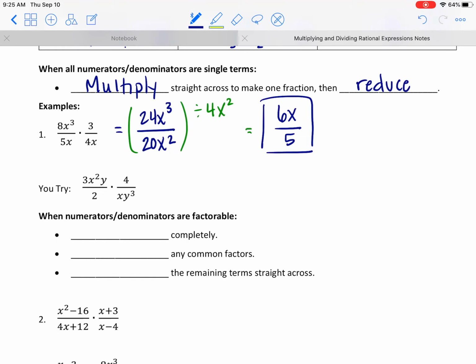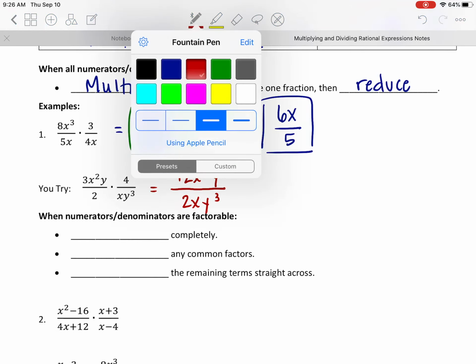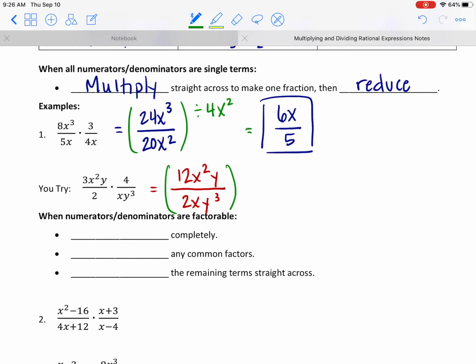So if you want to try the next one, give it a shot. If not, let's see, I'm going to multiply straight across the top. So 3x squared y times 4 is going to give me 12x squared y. And then straight across the bottom, so 2xy cubed. And now I'm going to reduce by what these two terms have in common.